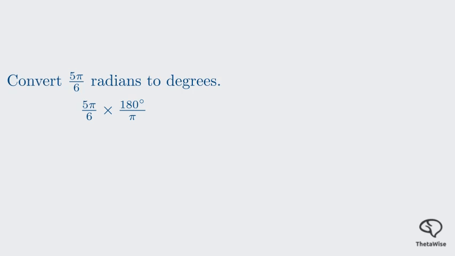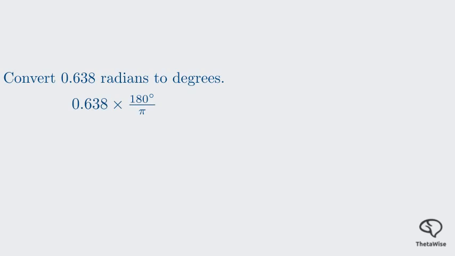Now, let's go the other way and convert from radians to degrees. Let's convert 5π over 6 radians to degrees. This time, we multiply by 180 over π. Notice how the π terms cancel out, which is very convenient. We are left with 5 times 180 divided by 6. This simplifies to 5 times 30, which equals 150 degrees.